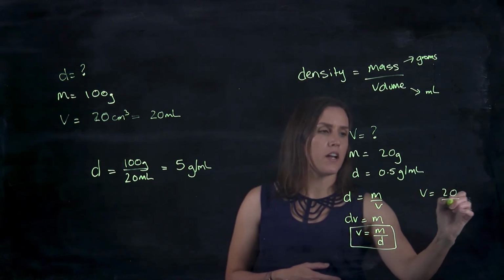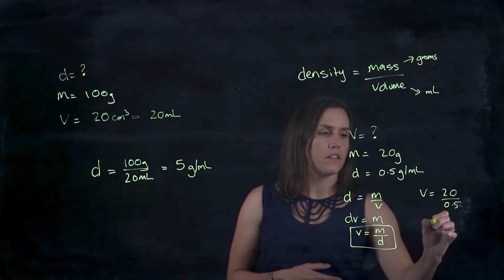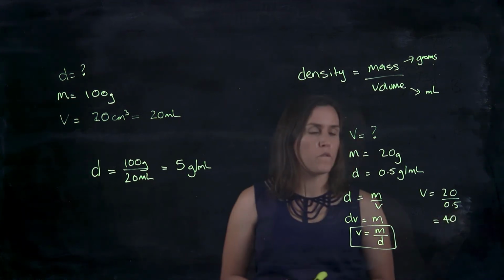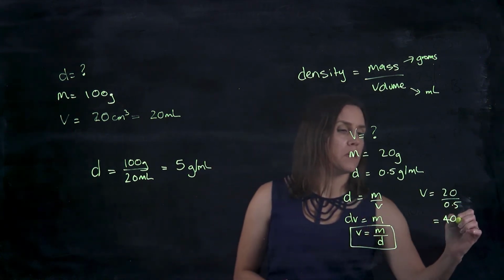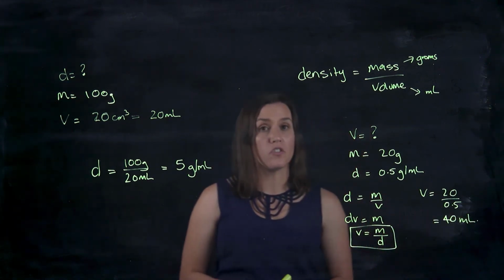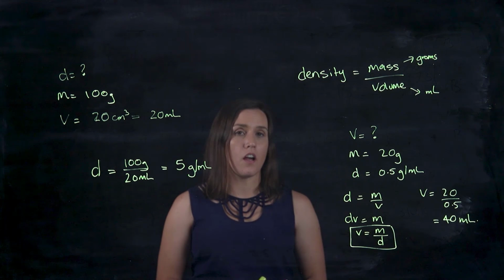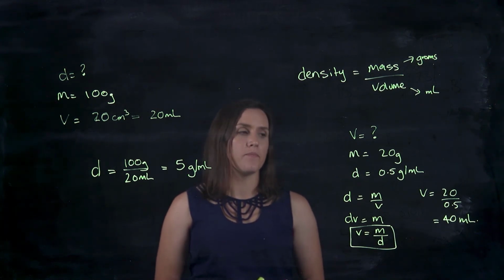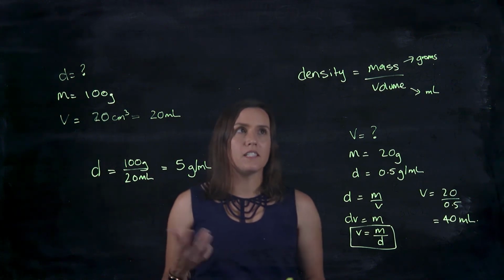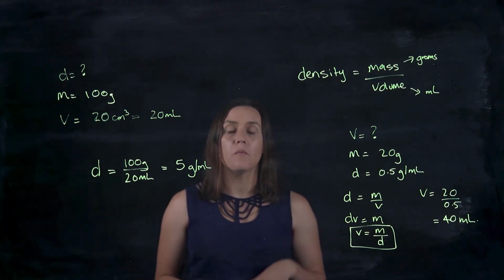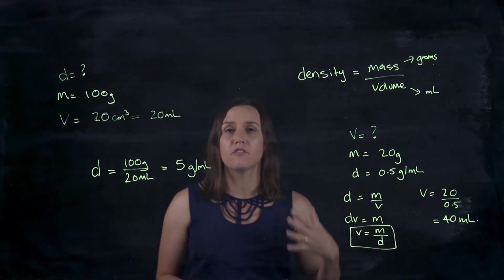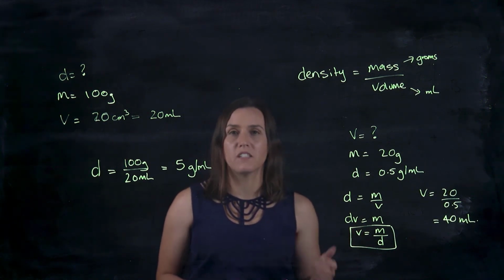So 20 divided by 0.5 would give us 40. Okay, so 40 mils. So I couldn't do that with a syringe. I would be using a measuring cylinder. So 40 mils. Okay, so that's density, switching between mass, volume, and density. But the way to remember density is it's grams per mil. So mass divided by volume.